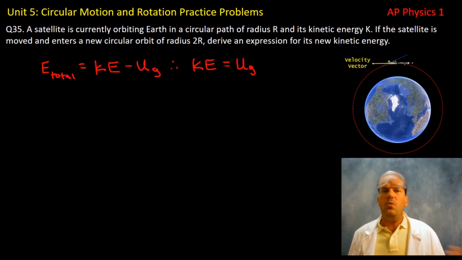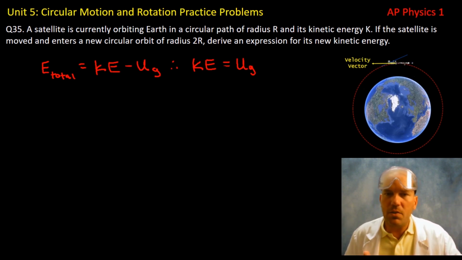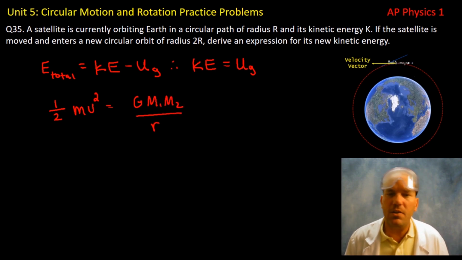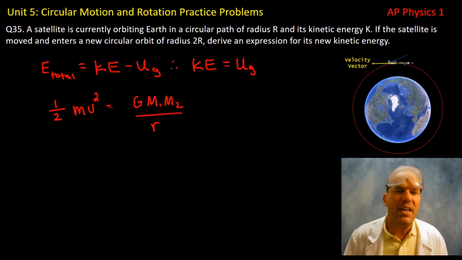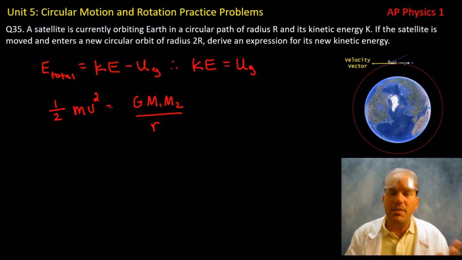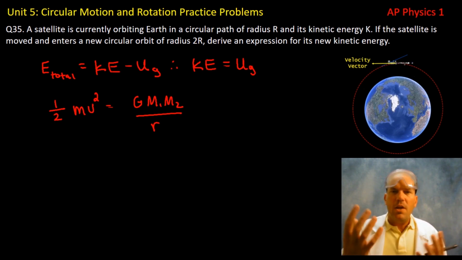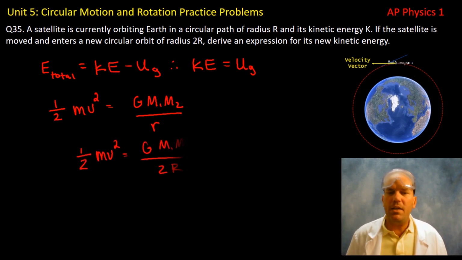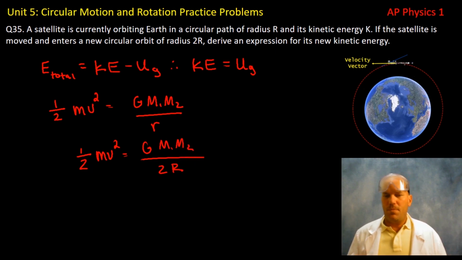All right? So we can say kinetic energy is equal to the universal gravitational potential energy. 1/2 mv squared is our value for kinetic energy, which we're just going to call K, and we can set that equal to the positive value of gravitational potential energy. And now we're going to analyze it from a mathematical standpoint. So kinetic energy is equal to big G, mass 1, mass 2.